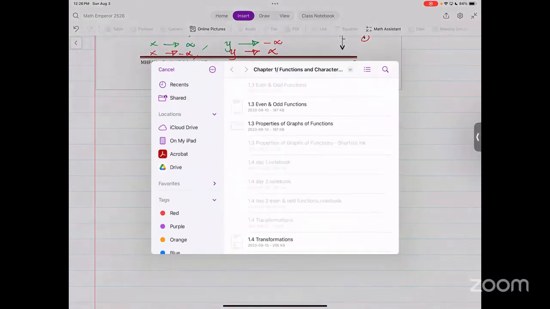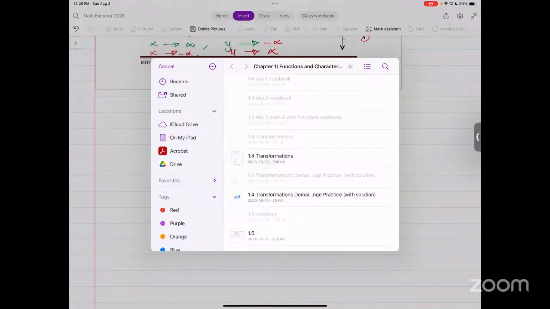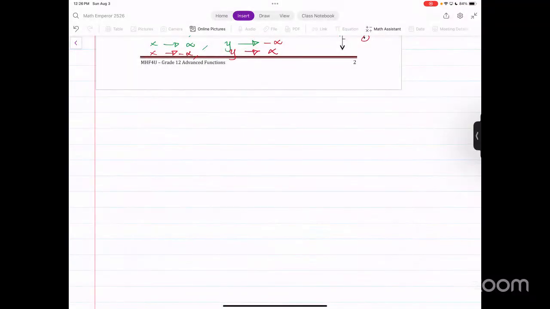So I'm going back to the PDF. 1.4 transformation, yes. We're moving back to, I think I printed this sheet. Oh yes, this is a PDF file, I can only insert it. Who's coming in here?